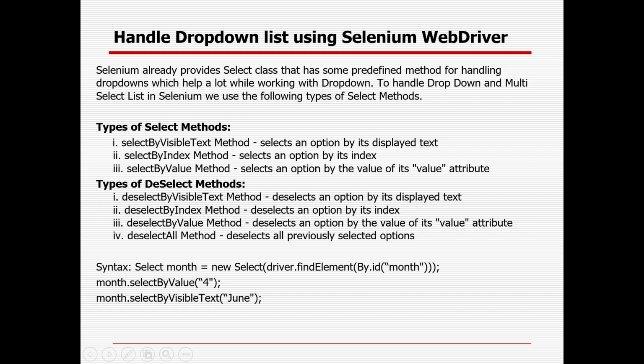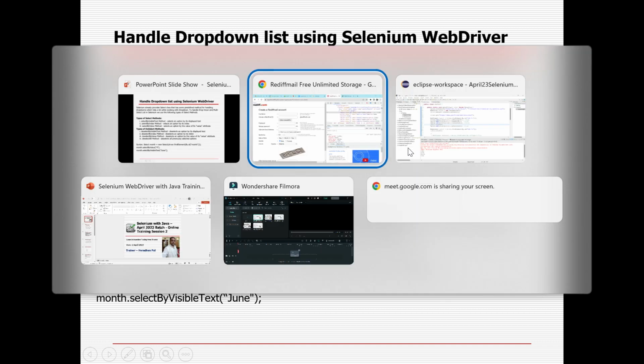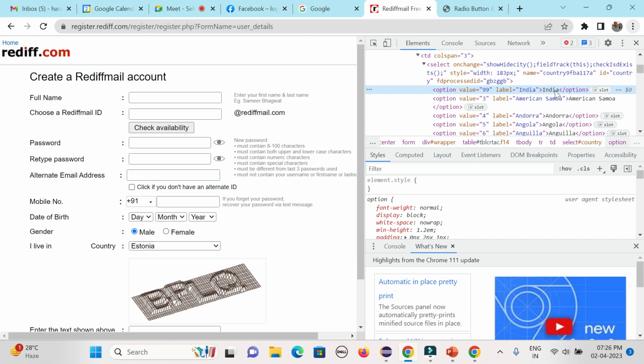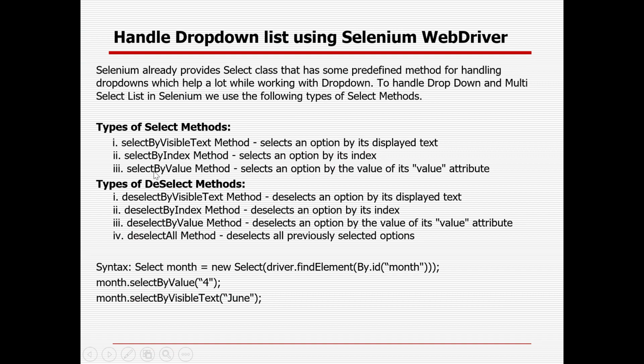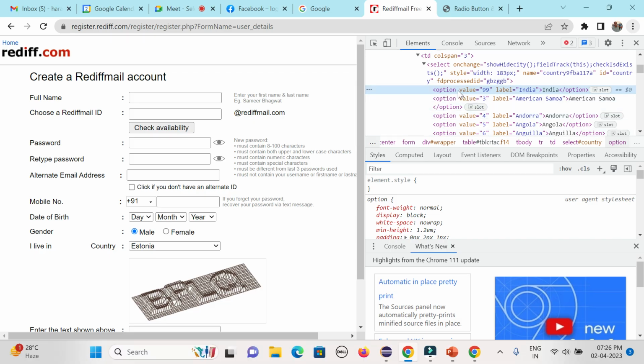Selenium already provides the Select class that has some predefined methods for handling drop downs, which help a lot while working on them. To handle drop down and multi-select lists in Selenium, the user can use the following select methods. selectByVisibleText selects an option by displayed text. So what is the text here? That is the text: American Samoa, India. And you can use selectByValue or selectByIndex. Indexing starts from 0 and goes to length minus 1.